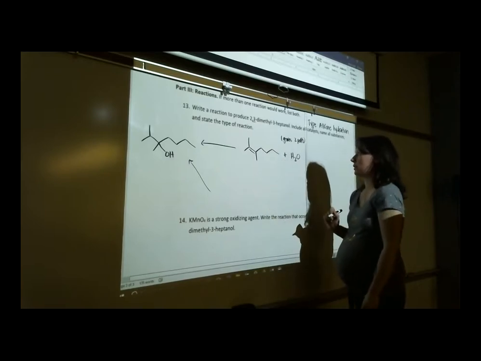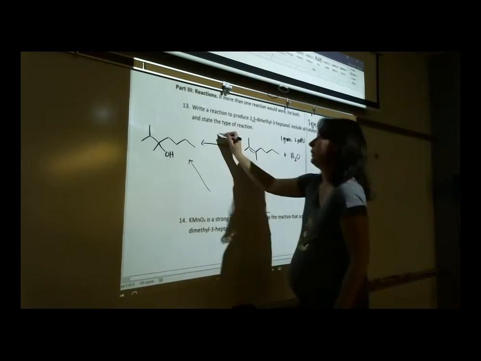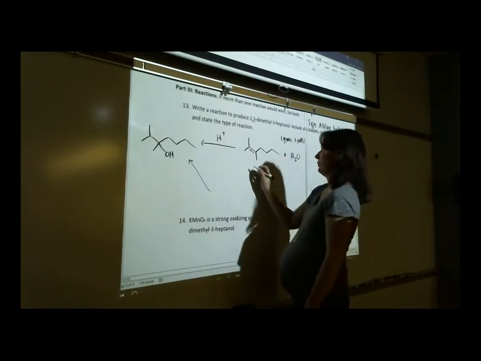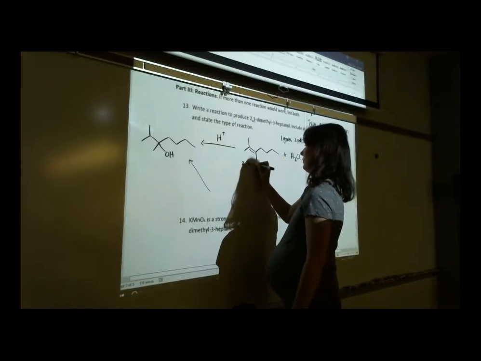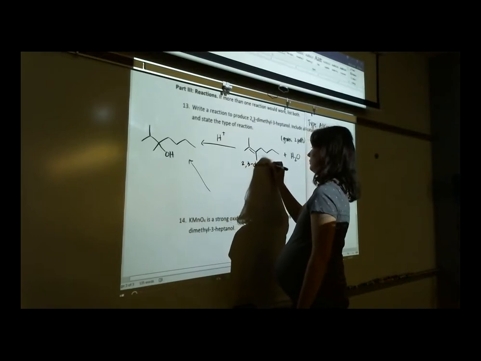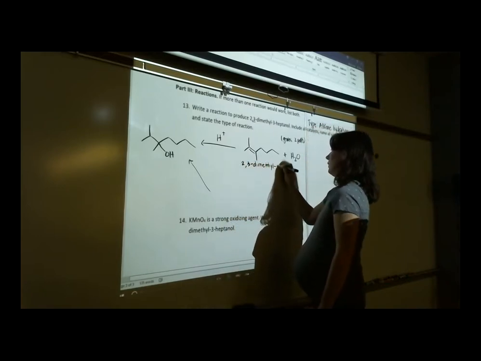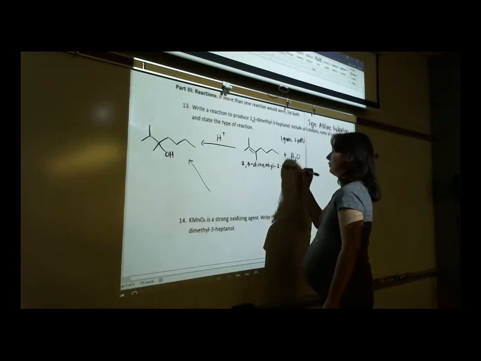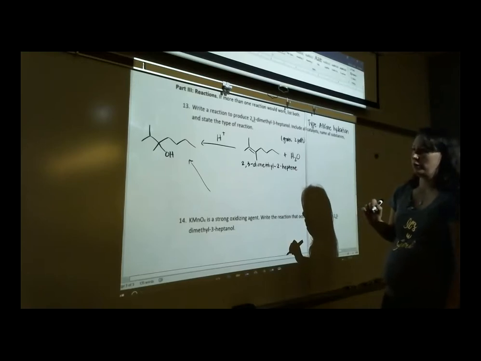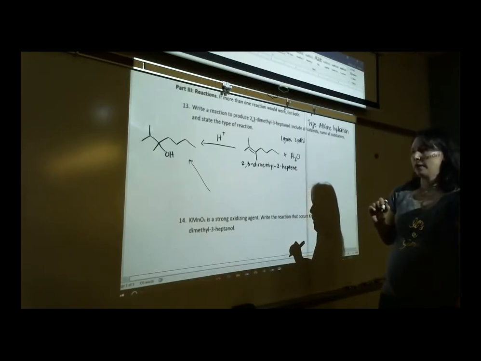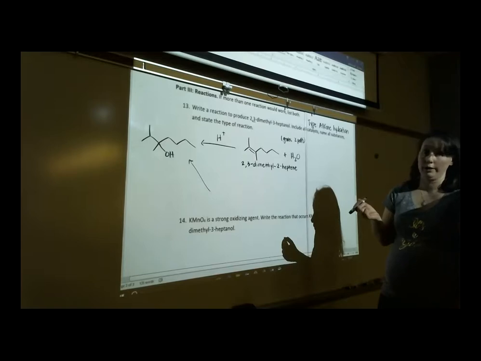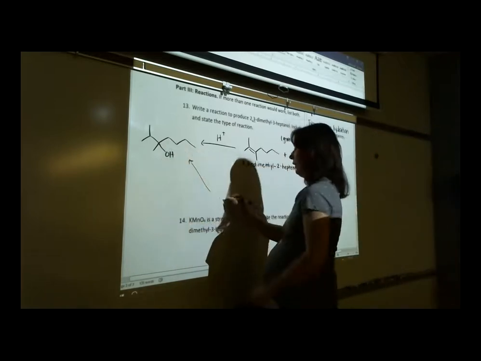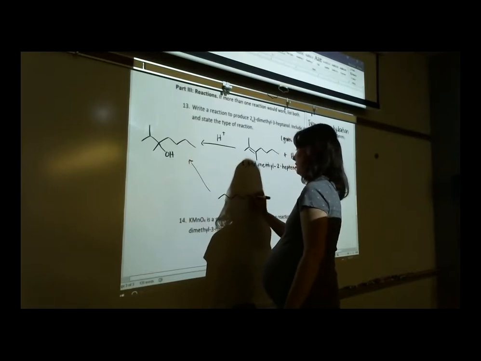Do you need a catalyst? H+. And what's the name of this? 2,3-dimethyl-2-heptene, right? Okay, there's another way that you could do this where you'd only get one product. If you had the double bond right here, right? 1, 2, 3, 4, 5, 6, 7.